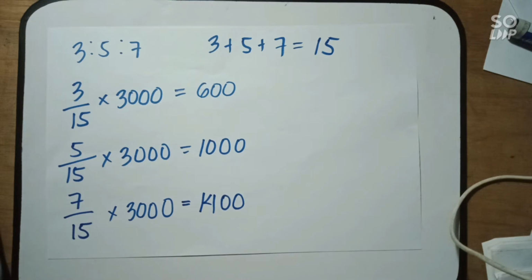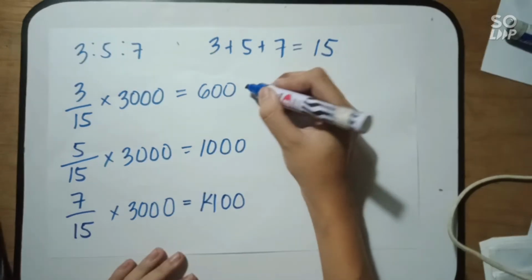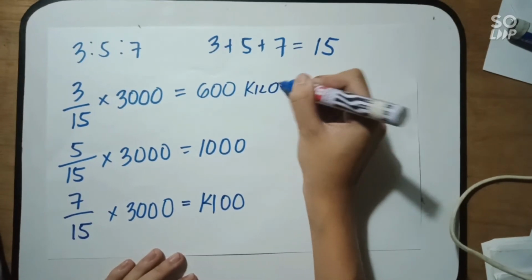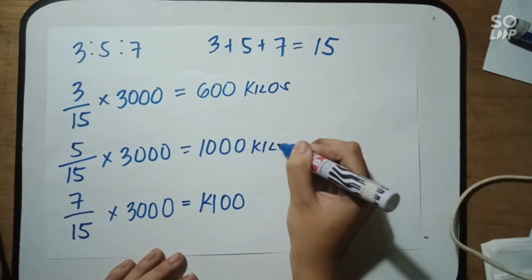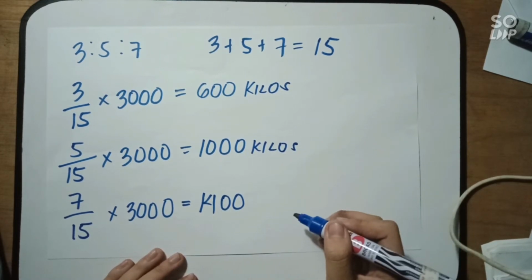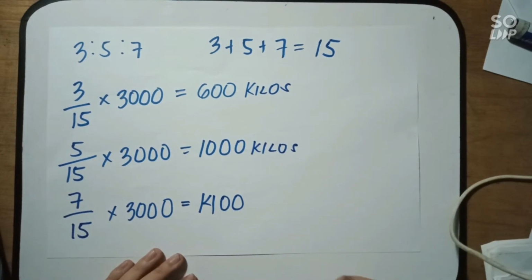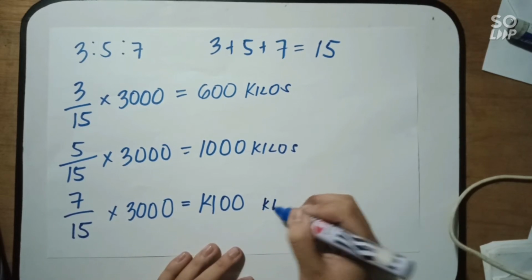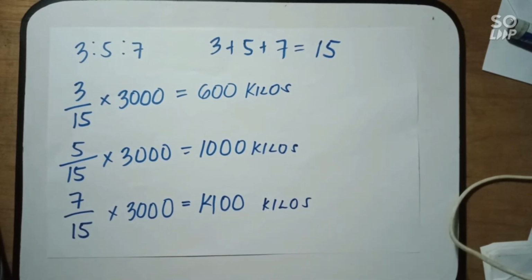So therefore, the number of kilos for small watermelons is 600 kilos, 1,000 kilos of watermelons that are medium size, and then 1,400 kilos for large size watermelons. And that would be all for ratio and proportion.